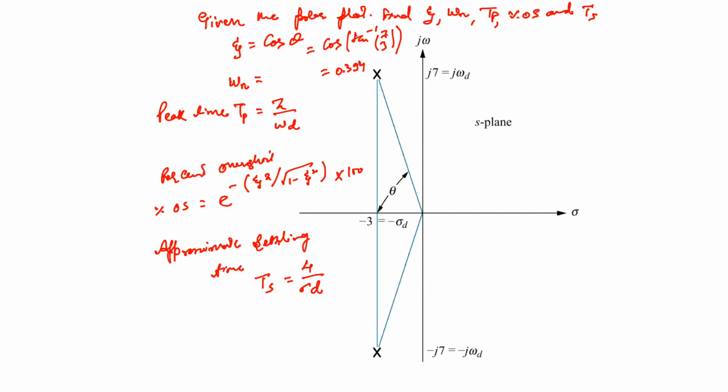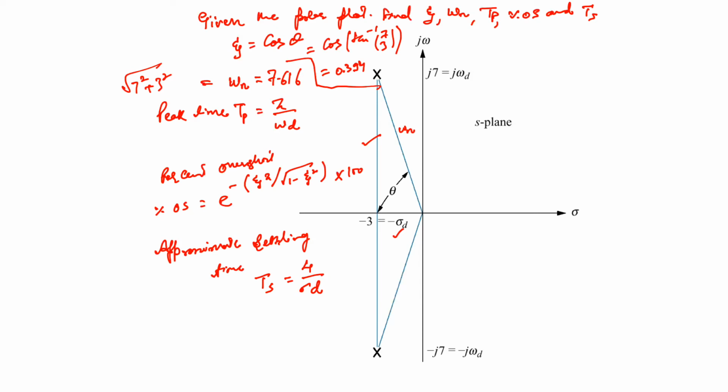Also omega n is the radial distance from the origin to the pole, as we discussed in the previous lecture, and it can be obtained by the Pythagoras theorem. So omega n is the square root of 7 squared plus 3 squared. Its value is 7.616.